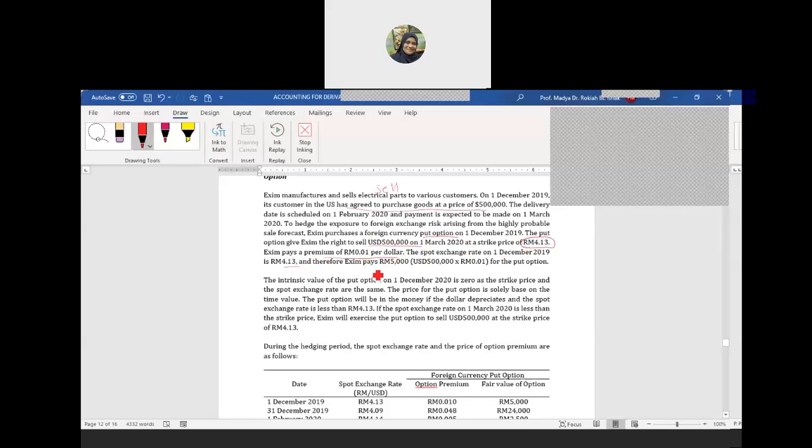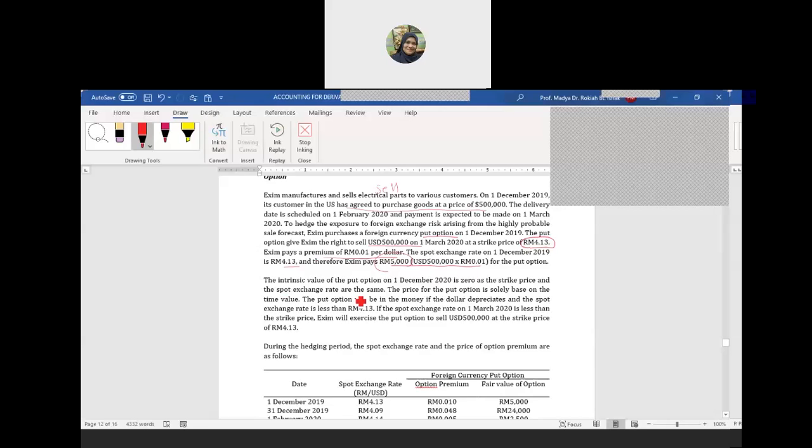Therefore, Exim pays 5,000 for the put option here because the price is similar. Here, the spot exchange price is similar, so they need to pay a premium. So the premium that they pay here is only 1 cent per 1 US dollar. So the premium for the put option that you have here is 5,000. The intrinsic value of the put option on 1st of December is 0, because during that time the strike price and the spot exchange rate are the same.